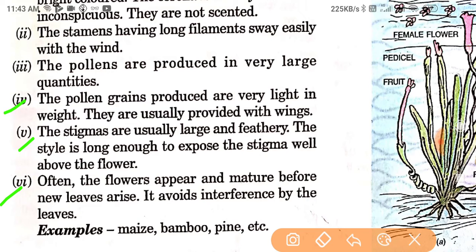As examples, if you find these plants around your house or in your field, you can see maize, bamboo or pine. If you see these plants, you can easily understand how they are made for wind pollination.